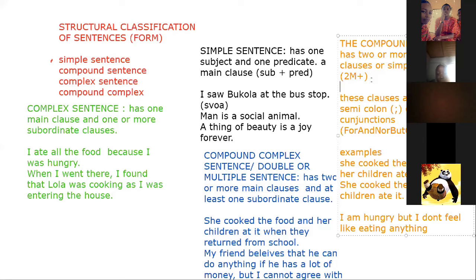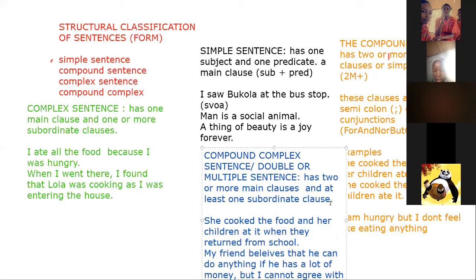I like giving formulas because English too can be formularized. Do you understand it? English too can be what? Formularized. 2M plus. Do you get me? So I hope you guys are with me.